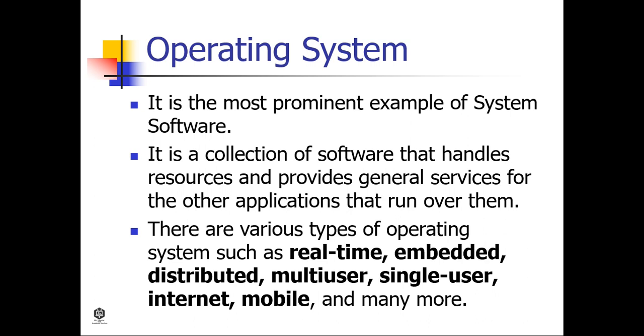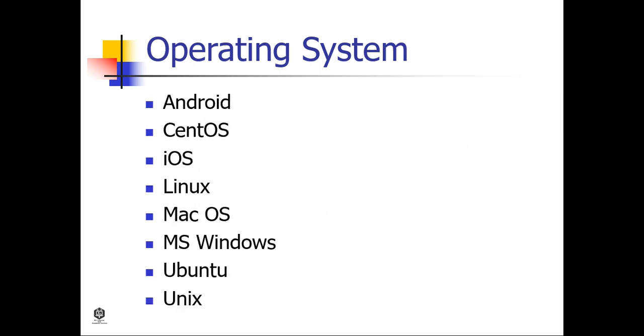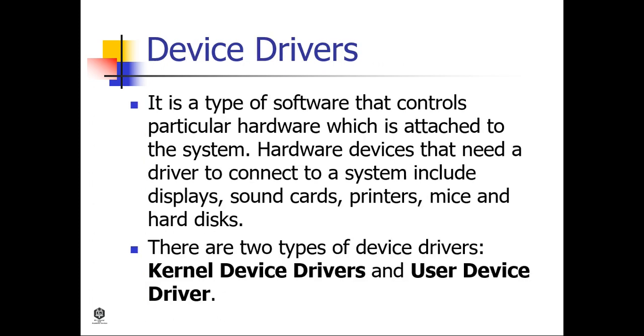There are various types of operating systems such as real-time, embedded, distributed, multi-user, single-user, internet, mobile, and many more. It is important to consider the hardware specifications before choosing an operating system. Some examples of operating systems given below are Android, CentOS, iOS, Linux, Mac OS, MS Windows, Ubuntu, and Unix.